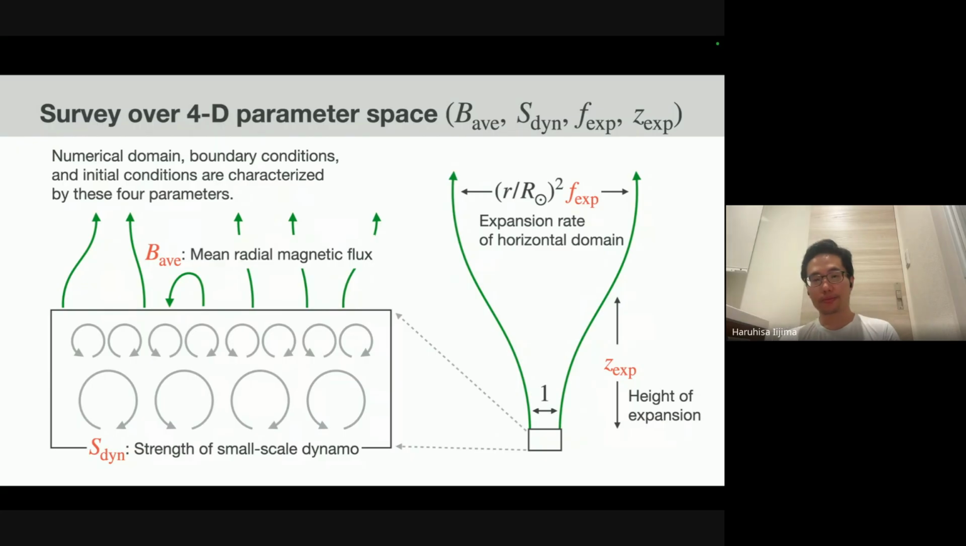And the numerical domain is also a very important factor for the solar wind simulations. And we characterize the numerical domain with two parameters. One is the expansion rate of the horizontal domain, and the second one is the height of the expansion. So in total, a four-parameter space is surveyed in our study.